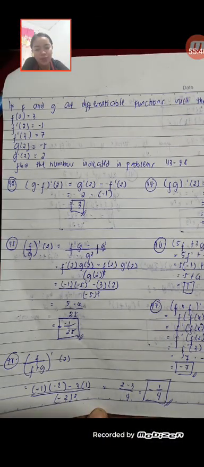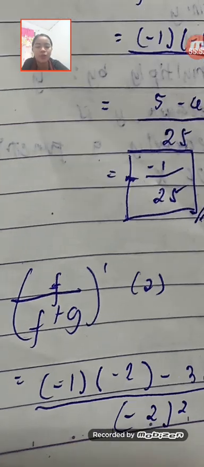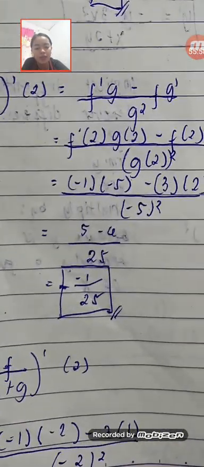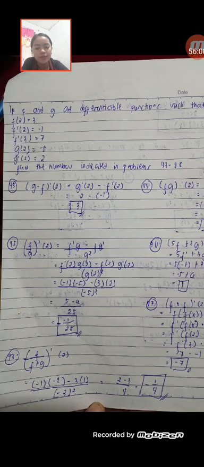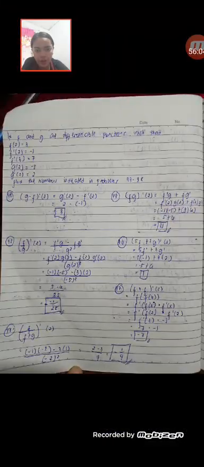The same process goes here. You just need to use the quotient rule, and as you can see, you have f plus g here. You just need to add them as well. So that is your denominator. So we come up with negative 1 over 4.